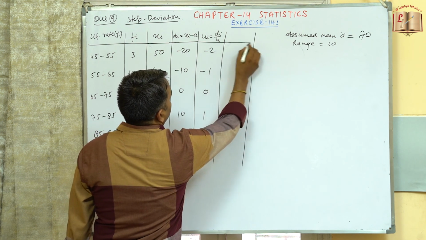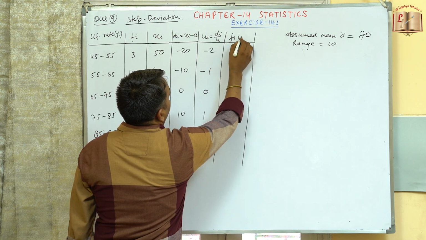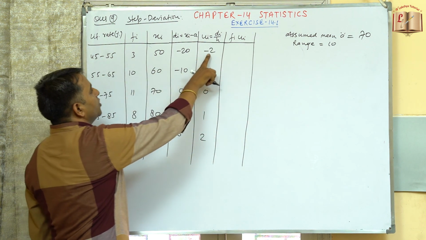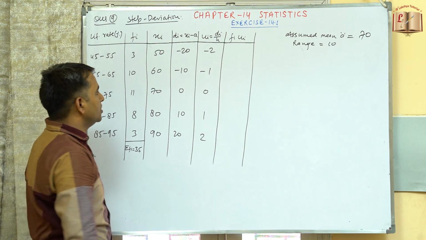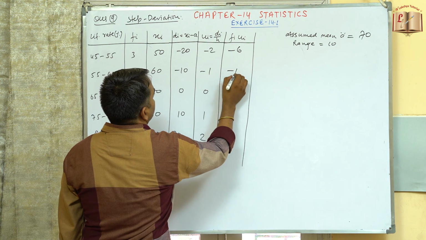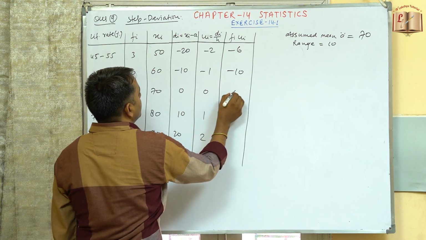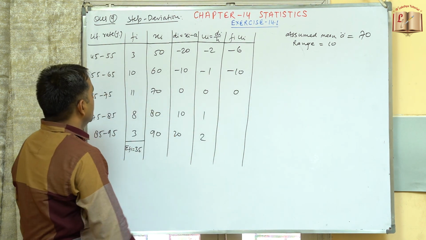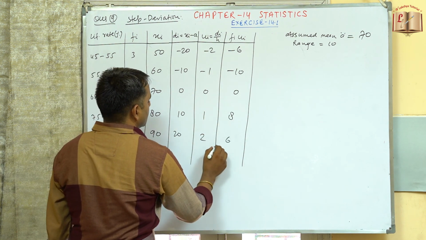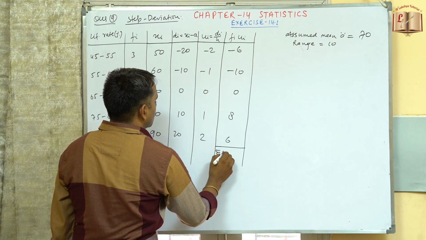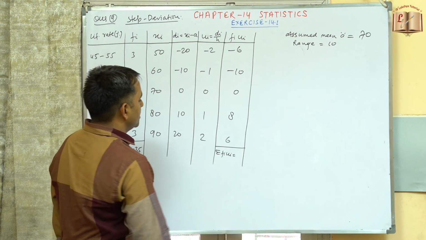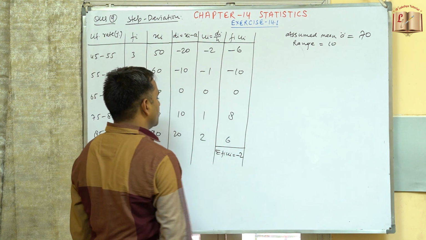Now we can calculate fi ui. fi is 3 and ui is minus 2, so the first value will be minus 6, then minus 10, and then 0. 0 into any number is 0, and the last ones would be 1 into 8 is 8 and 2 into 3 is 6. Now we can write sigma fi ui, we can add this up. So this is minus 2 for us.